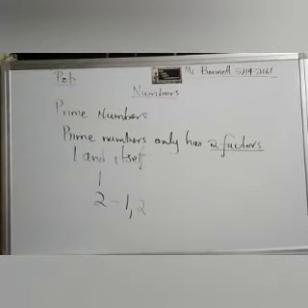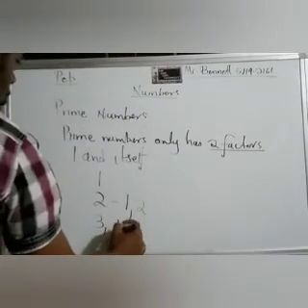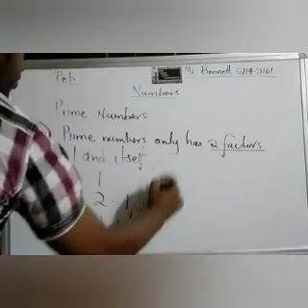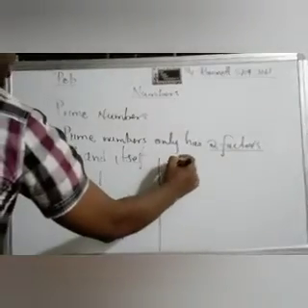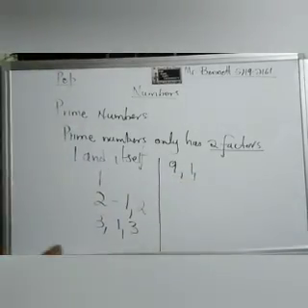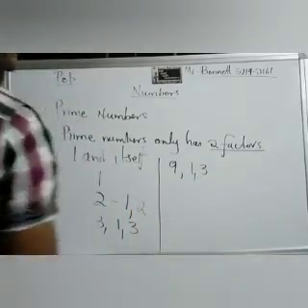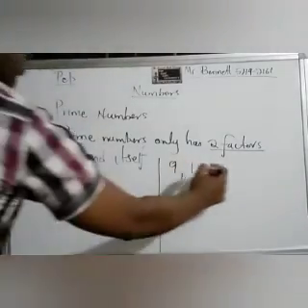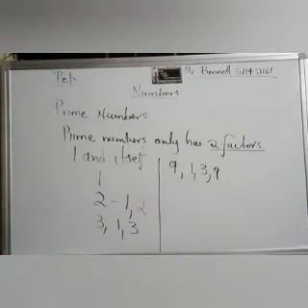Let us look at 3. How many factors does it have? 1 and 3. So therefore, 3 is a prime number. Let us jump and go to 9. You can go on Google and find out this. 1 is a factor. 3 is a factor. But 9 is also a factor. So therefore, 9 is not a prime number even though it is an odd number.